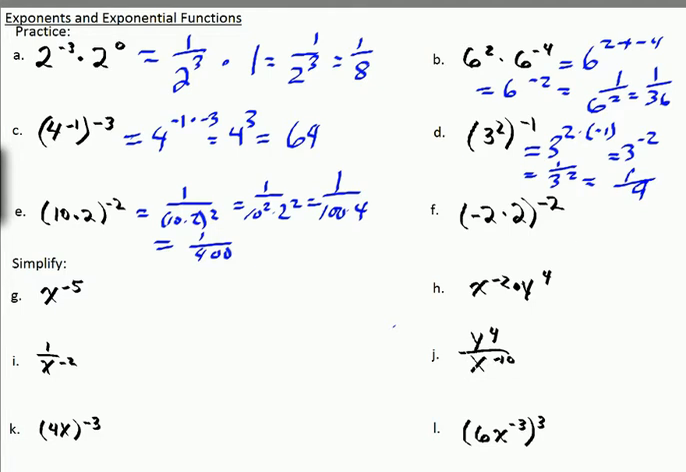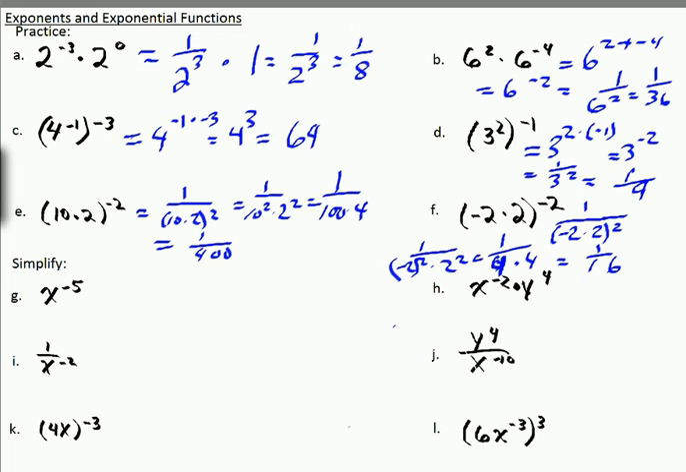And my last example up here, I have negative 2 times 2, all raised to the negative 2 power. So I have 1 over negative 2 times 2 to the positive 2nd power. And I can distribute that 2, so I have 1 over negative 2 squared times 2 squared. Negative 2 squared is 4, and 2 squared is 4, so I have 1 over 16.